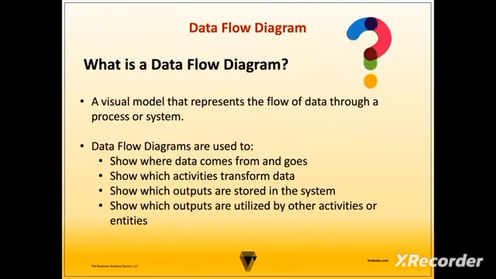What is a data flow diagram? A data flow diagram is a visual model that represents the flow of data through a process or system. Data flow diagrams are used to show where data comes from and goes. It shows which activities transform data. It shows which outputs are stored in the system. And it also shows which outputs are utilized by other activities or entities.